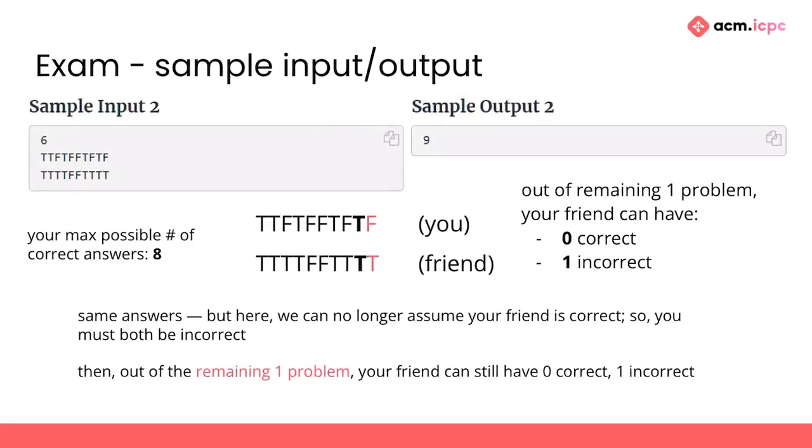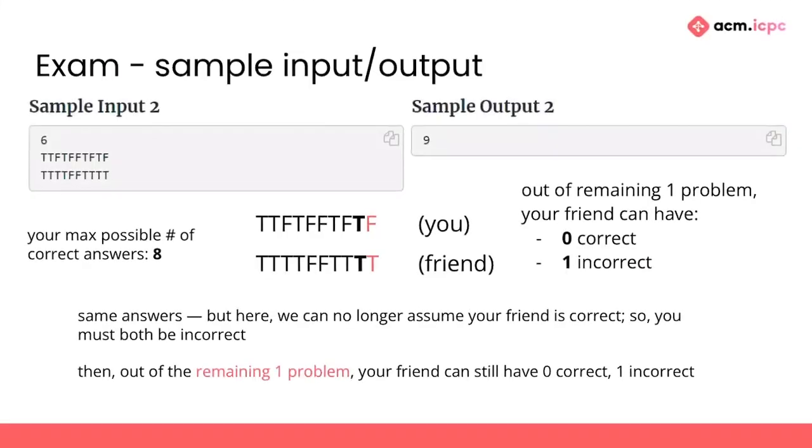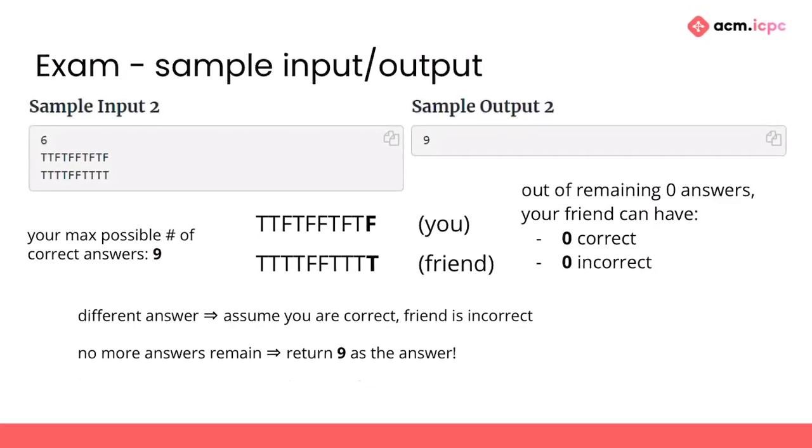And then, we go to the last letter. And you got a different answer again. Before this, your friend has 1 possible incorrect answer remaining. So we can just assume that is the case, that your friend is incorrect and you're correct. So at the very end, you'll find that the answer is 9. And so we will return that as the answer.